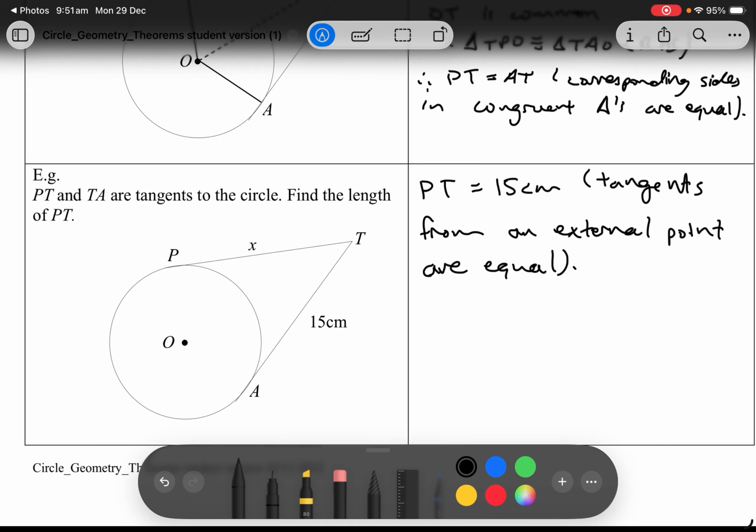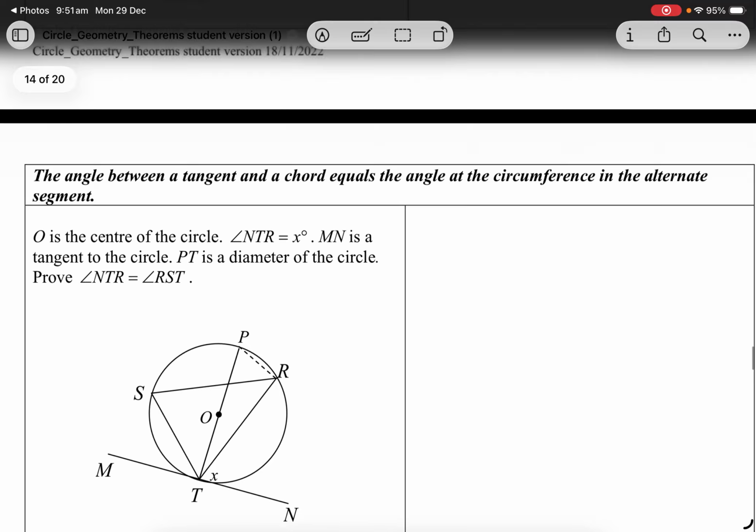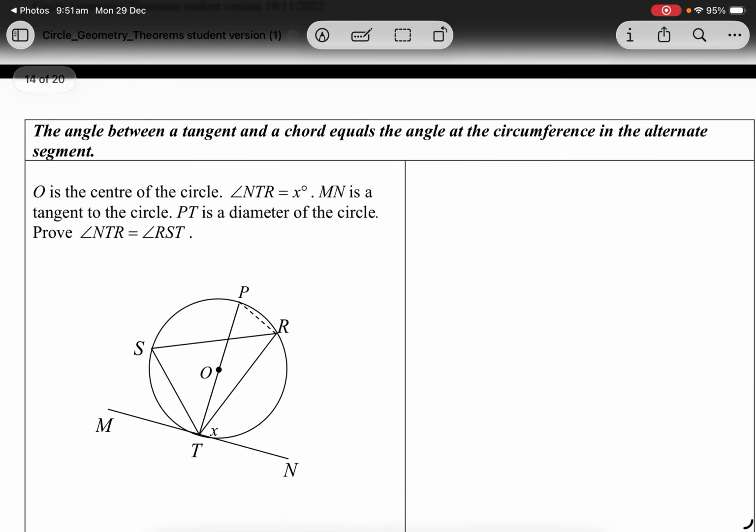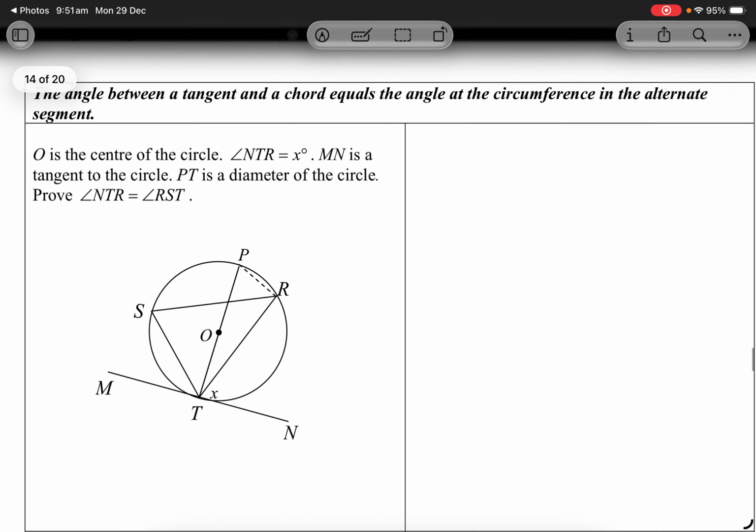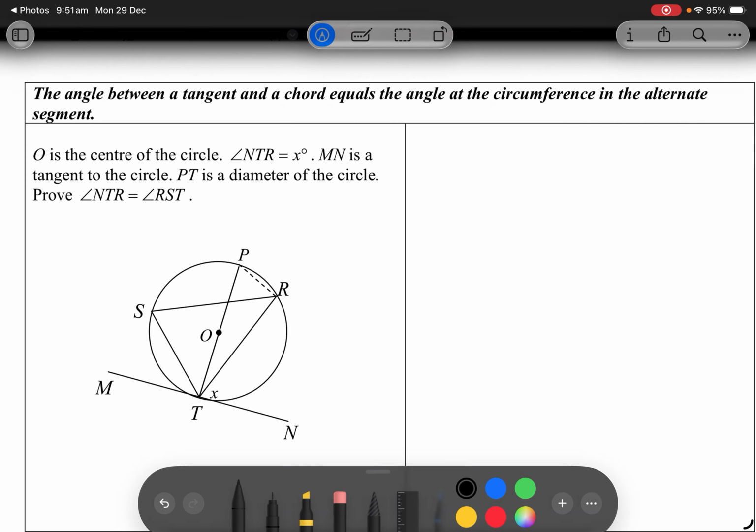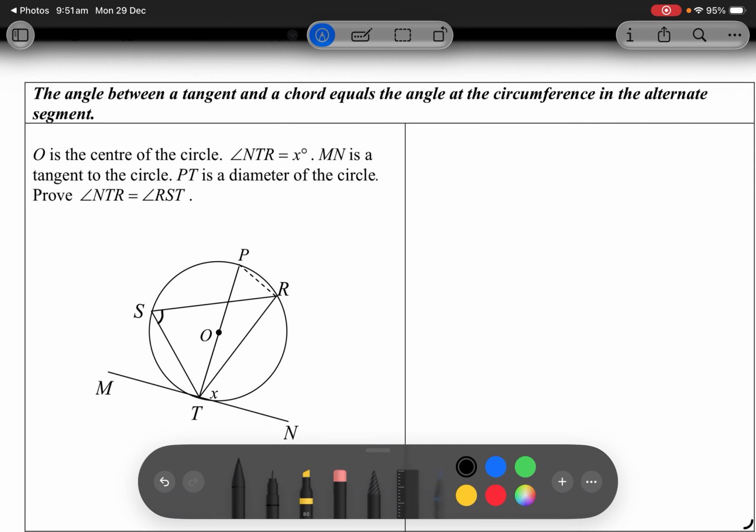Okay, on to our last angle theorem. We are trying to prove that the angle between a tangent and a chord equals the angle at the circumference in the alternate segment. Okay, so we're given here that O is the center, angle NTR equals x, MN is a tangent to the circle, PT is the diameter of the circle, and we want to prove that angle NTR equals angle RST.